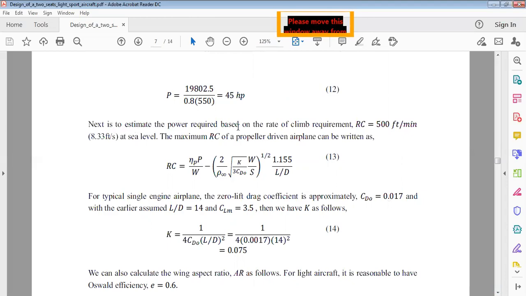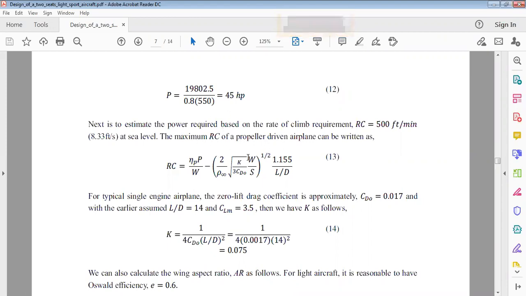Next is to estimate the power required based on the rate of climb, that is 500 feet per minute. So RC is equal to eta P divided by W, minus sqrt(2 by rho infinity * sqrt(K by 3 CD naught)) times (W by S) to the power of 1 by 2. This is for understood.